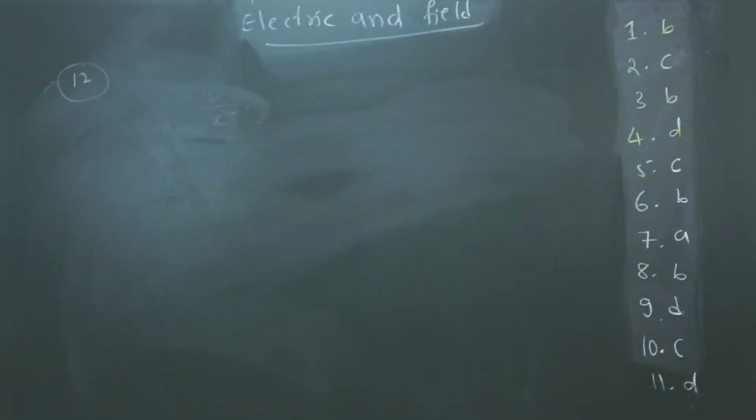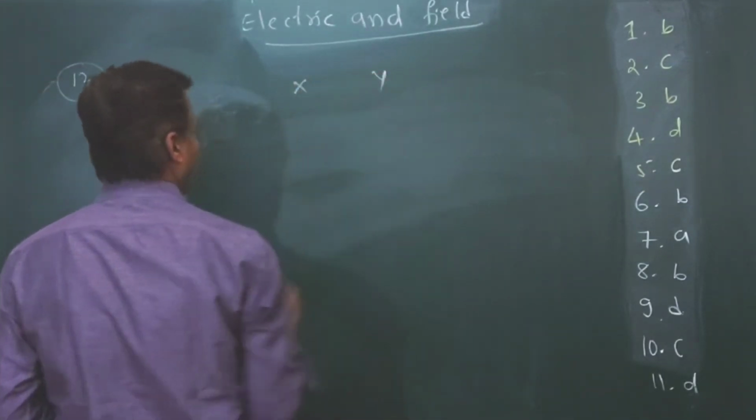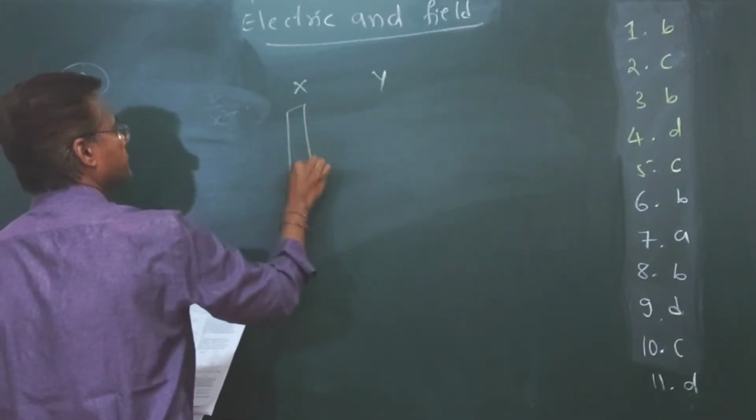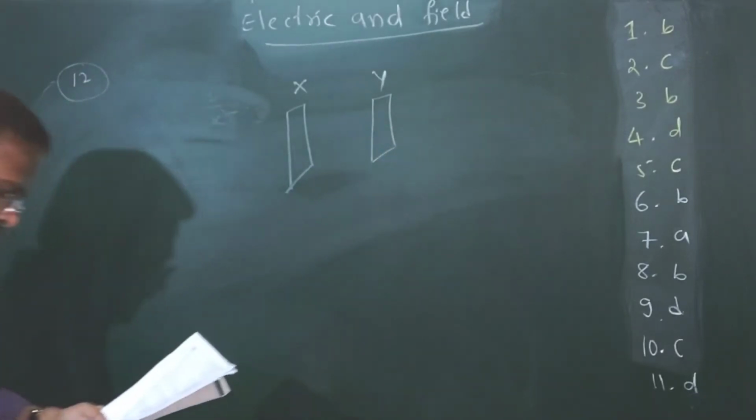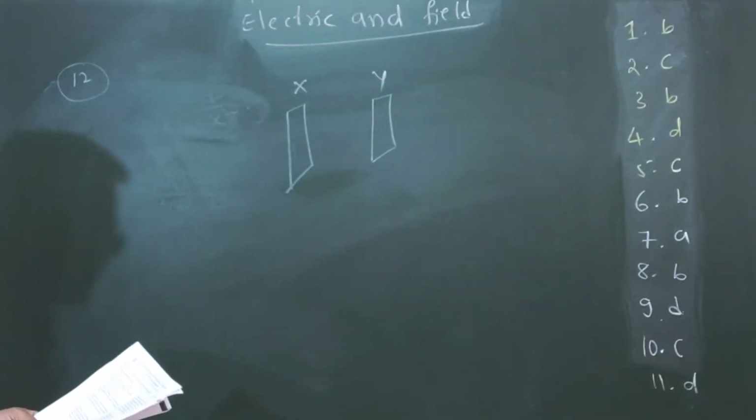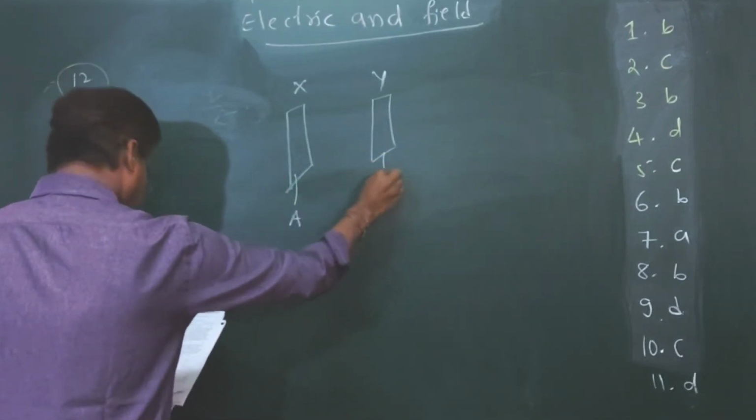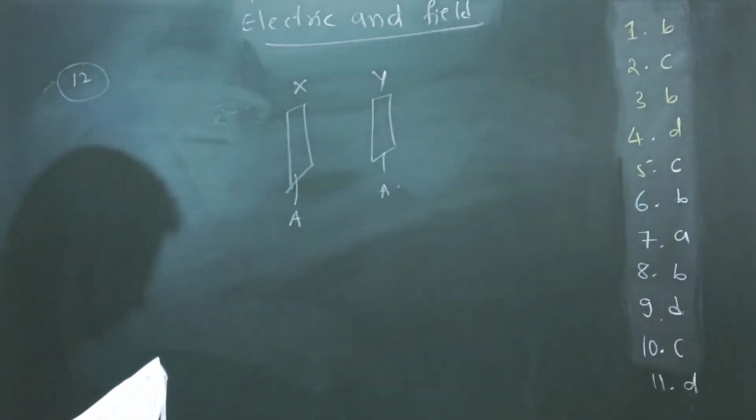Now see, question number 12, two conducting plates X and Y. These are the two conducting plates, this one and this one, X and Y. Each has a surface area A. Surface area of this one is A, we are saying that. A is one side, not both sides, and they are placed parallel to each other.